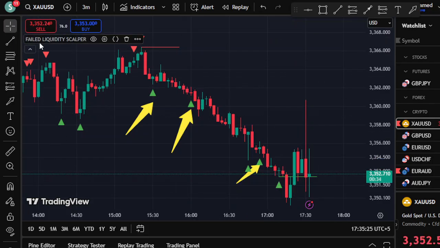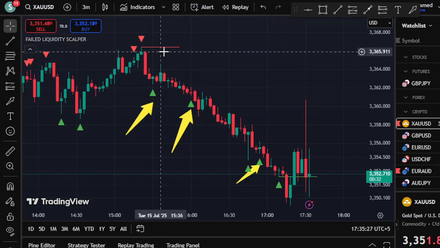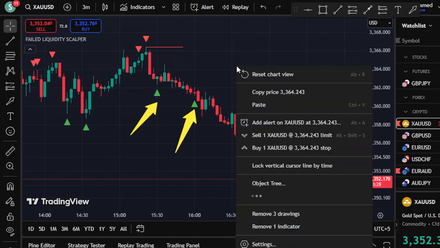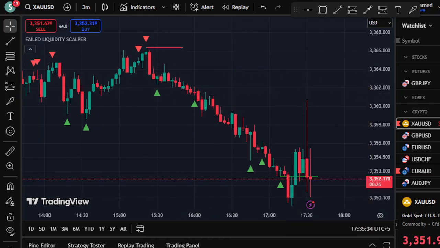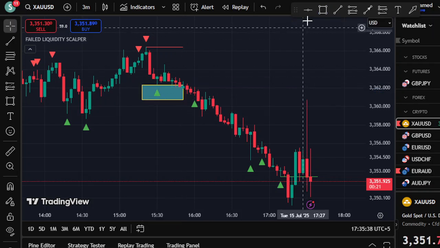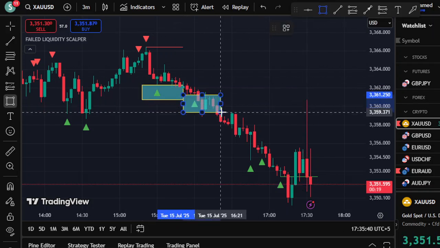The name of the indicator is Failed Liquidity Scalper, which is actually telling us that the liquidity has failed and it's time to go in the downward direction. So it works completely opposite to what you were doing before. So this is the sell for us, this is another sell for us.